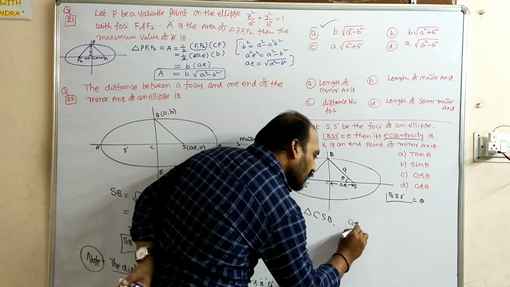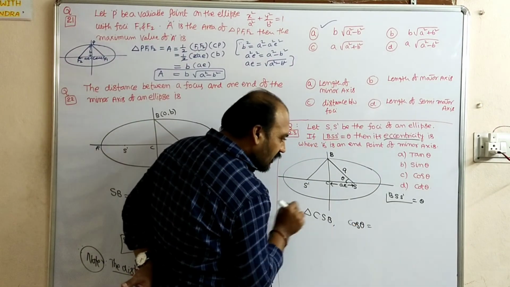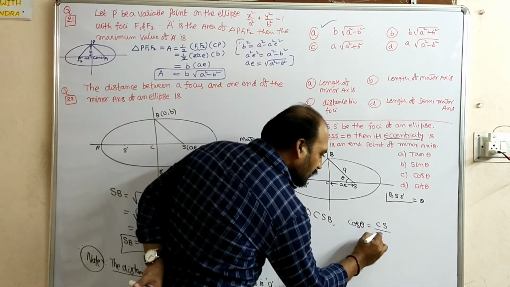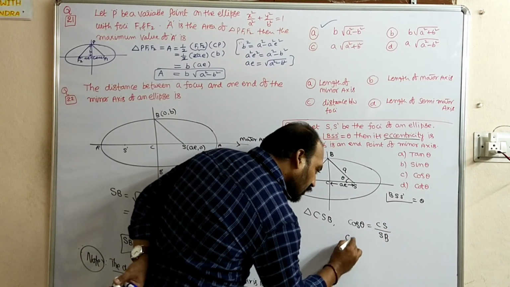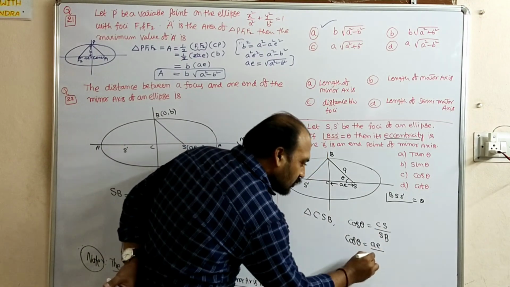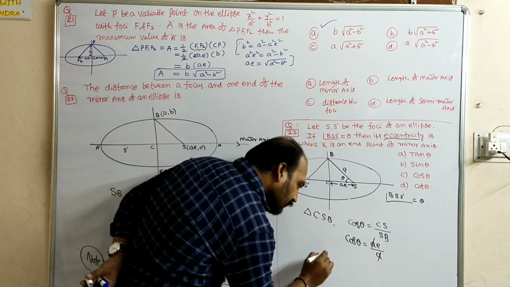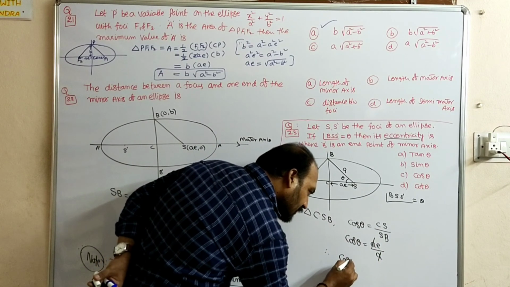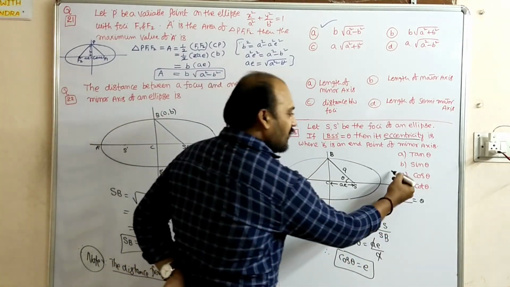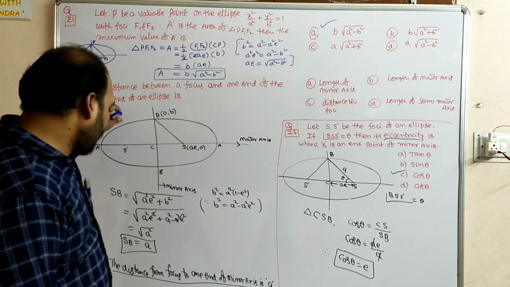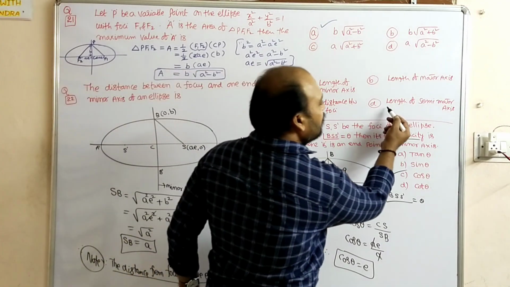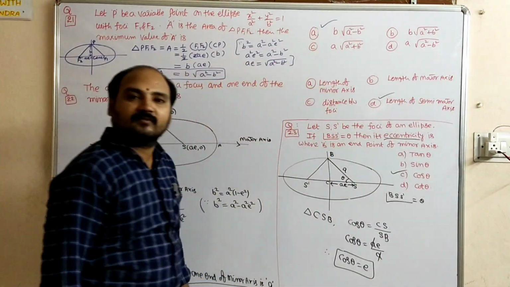So cos theta equal to, cos theta value is what? Adjacent side CS divided by hypotenuse SB. So cos theta equal to CS is AE divided by SB, which is A. So AE gets cancelled. Therefore cos theta equal to eccentricity. Therefore eccentricity is equal to cos theta, which is there in the third option. Even here I forgot the small a. SB is equal to small a. Small a means the length of the semi-major axis.